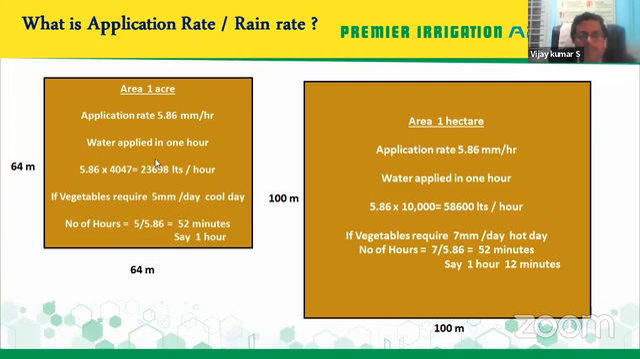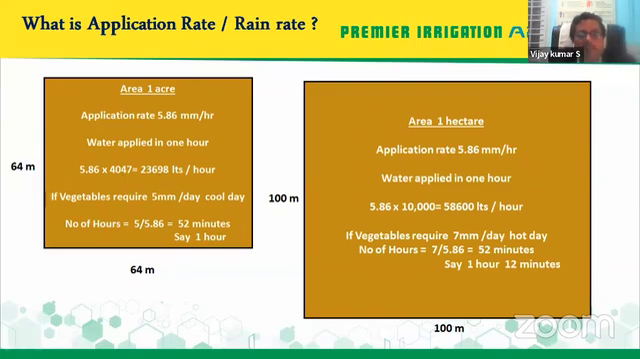So if I take the same example of 1 acre, an application rate of 5.86 millimeters per hour means that you are going to apply 23,698. How did I get that? 5.86 multiplied by the area. So that is basically because 5.86 liters per square meter multiplied by square meter, the meter squared gets cancelled. What will remain is only the liters. So 5.86 multiplied by 4047 will give me 23,698 liters.